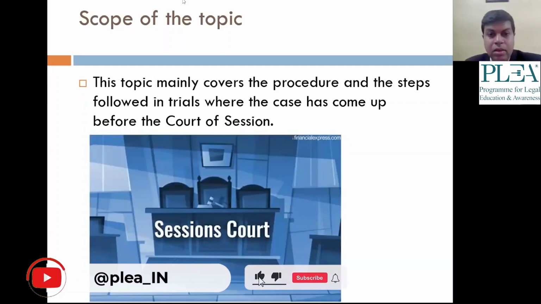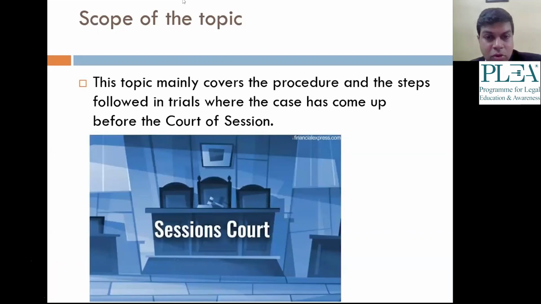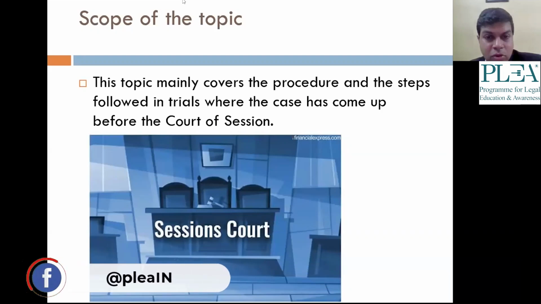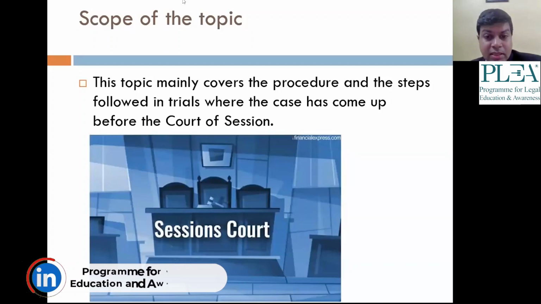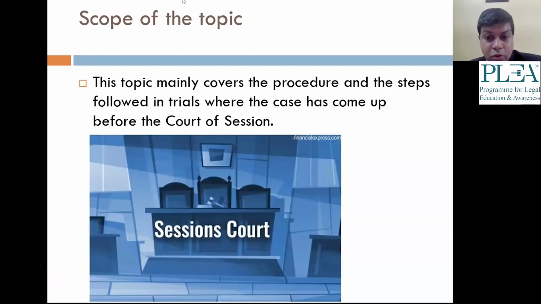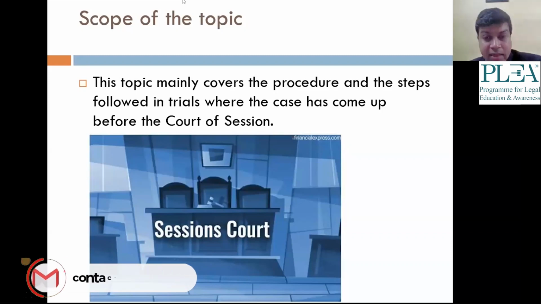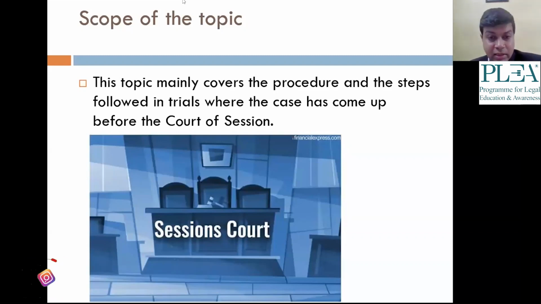So now we come to the framing of charge. Under section 228, if the judge, after considering the records of the case and the documents submitted along with it in the evidence and hearing the prosecution and the defense, thinks that there is ground to presume that the accused has committed the offense and it is triable by the court of sessions, then the judge will frame a charge against the accused.